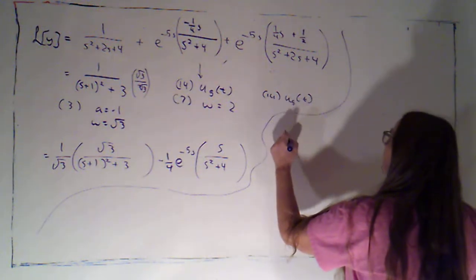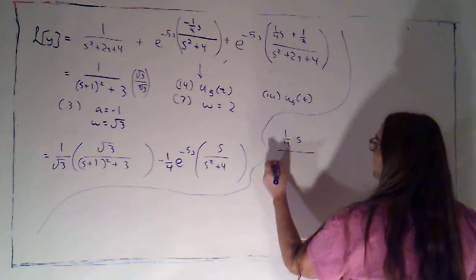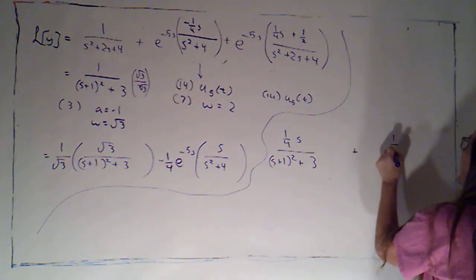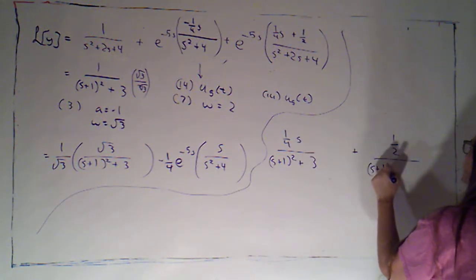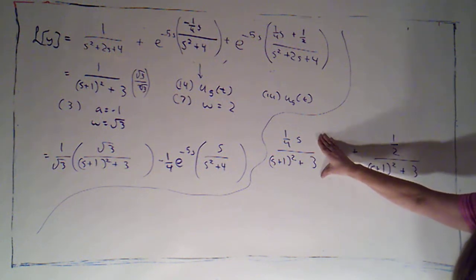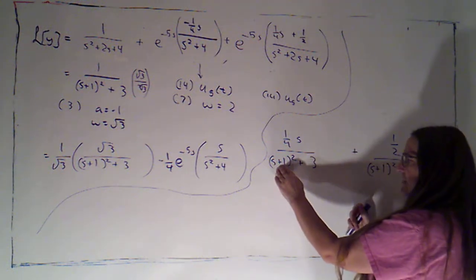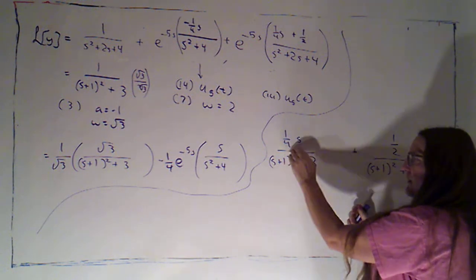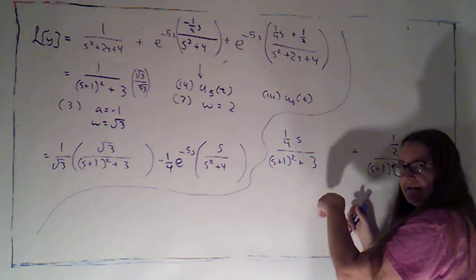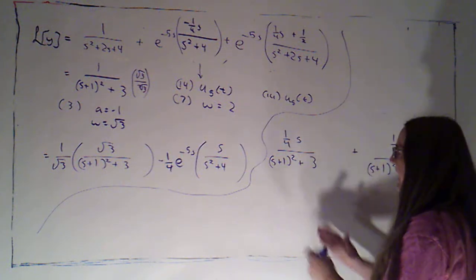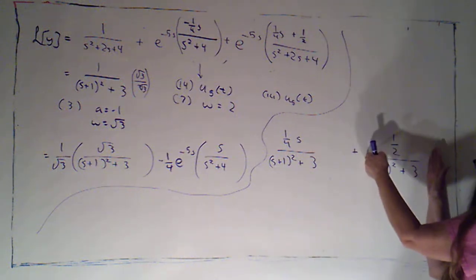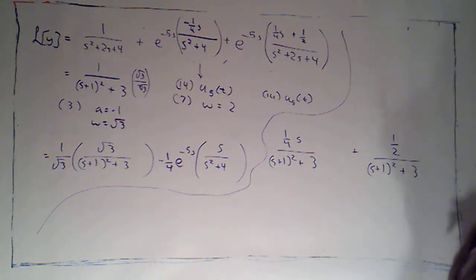So if I do that, I've got 1/4 s over s plus 1 squared plus 3, plus 1/2 over s plus 1 squared plus 3. Now I'm going to work with this piece first, because I remember if on bottom I have s plus 1 squared, I'm going to want to ultimately get s plus 1 on top. So I'm going to be adding and subtracting something there. The part that I add I'm going to keep so that I end up with an s plus 1 on top. The extra constant I'm going to combine with this piece. That's going to change the constant that I have on top here.